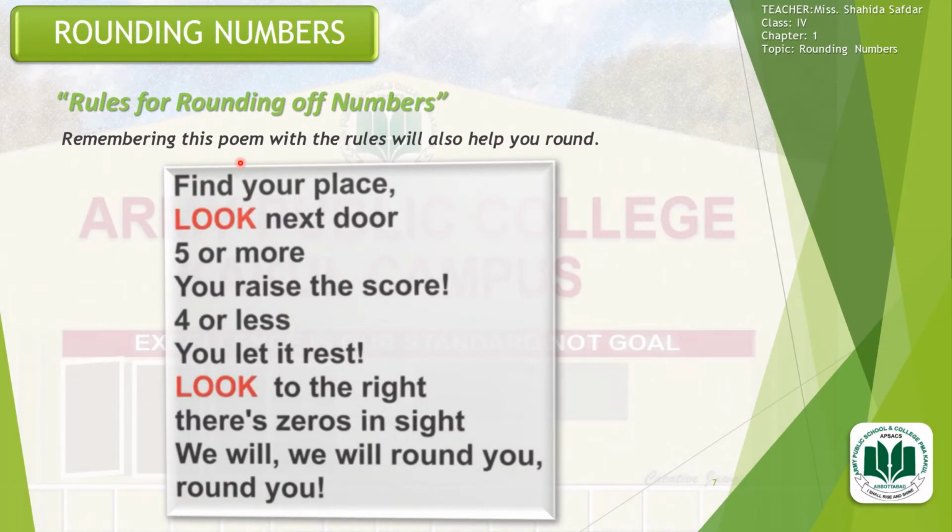For rounding of numbers, here is a poem which will make it easy to learn the steps of rounding numbers. The poem is: Find your place, look next door. 5 or more, you raise the score. 4 or less, you let it rest. Look to the right, there's 0 in sight. We will round you, round you.